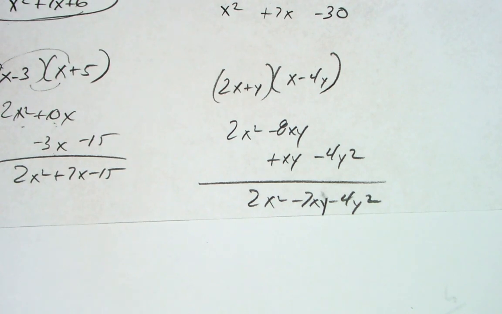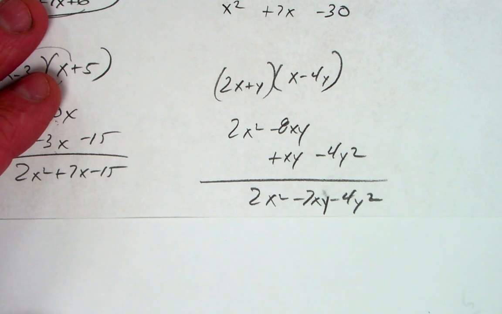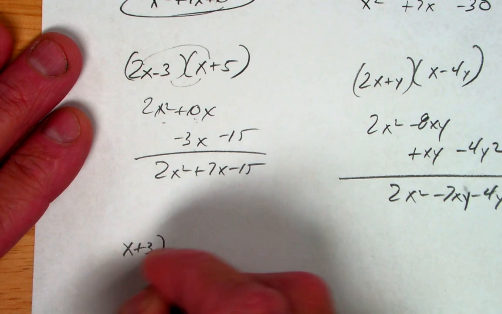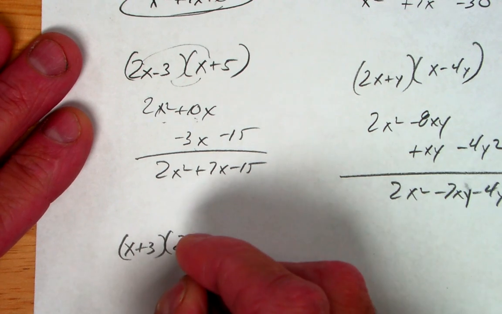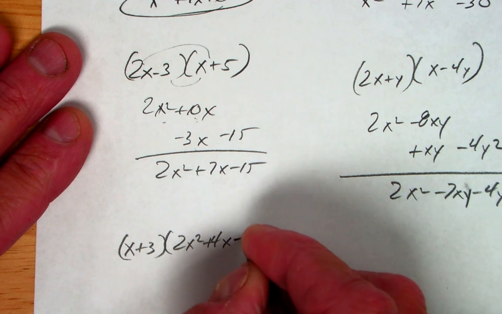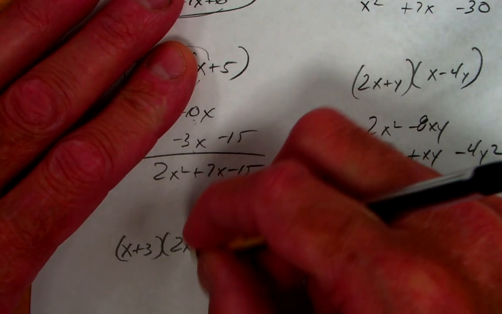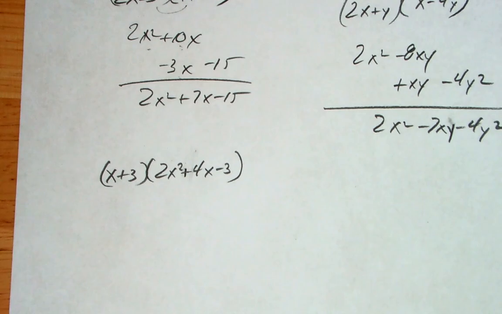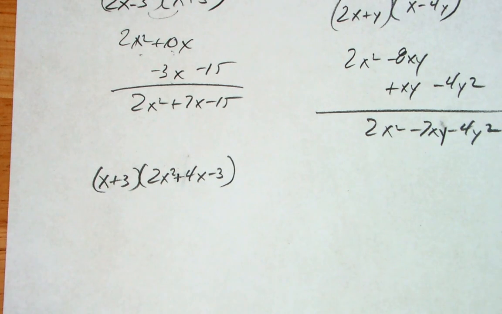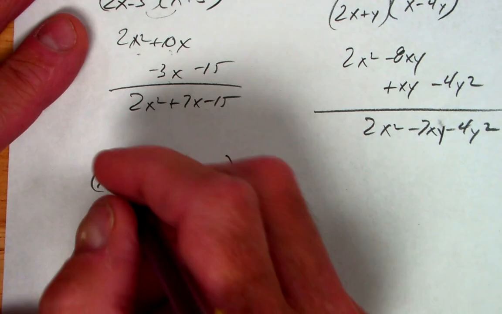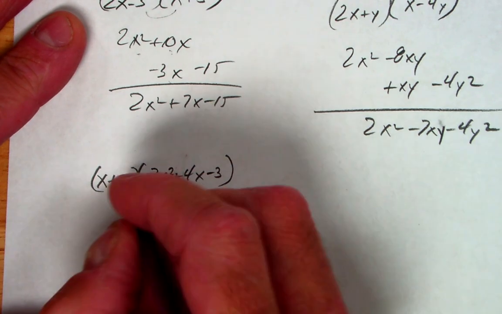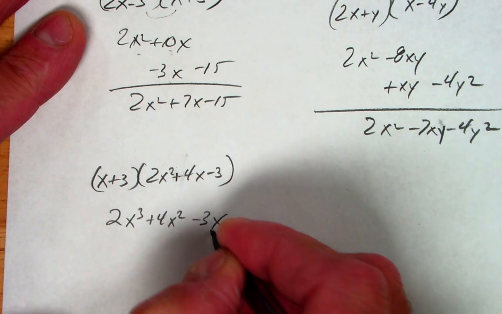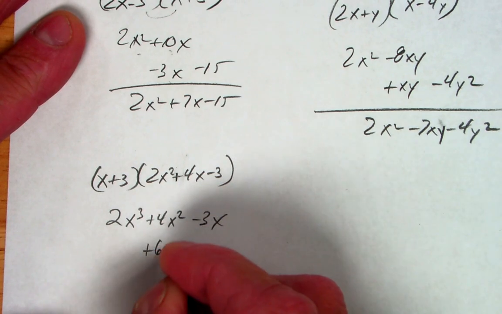Okay. One last one, and I'm going to turn you loose, and you'll have the rest of the time for homework. X plus 3 times 2x squared plus 4x minus 3. I always write this so close, and it looks like a 14. This one, x times 2x squared is 2x to the third. You can do it. Yep, all the way through.